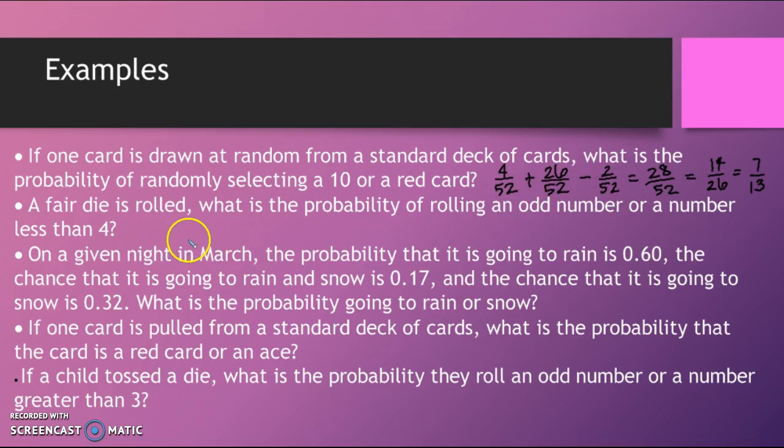For the second one, a fair die is rolled. What's the probability of rolling an odd or a number less than 4? Well, my odds are 1, 3, and 5, and the numbers less than 4 are 1, 2, and 3. So there's some overlap there.